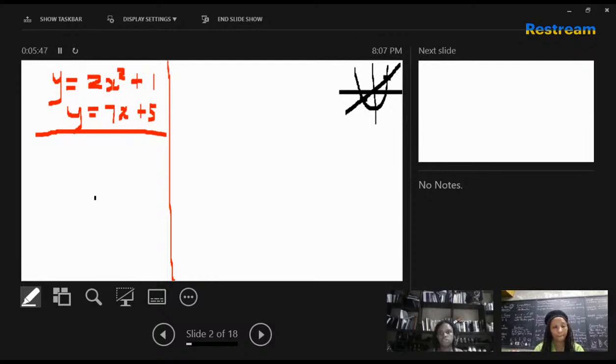Okay, miss. So we're going to label our equations 1 and 2. All right, so we label our equations. Miss, I'm going to use the second equation. I'm going to do substitution. So you're going to substitute this value where y is. Since y is equal to this, we're going to substitute this value. All right, so what would we have? 7x plus 5 equals 2x squared plus 1.